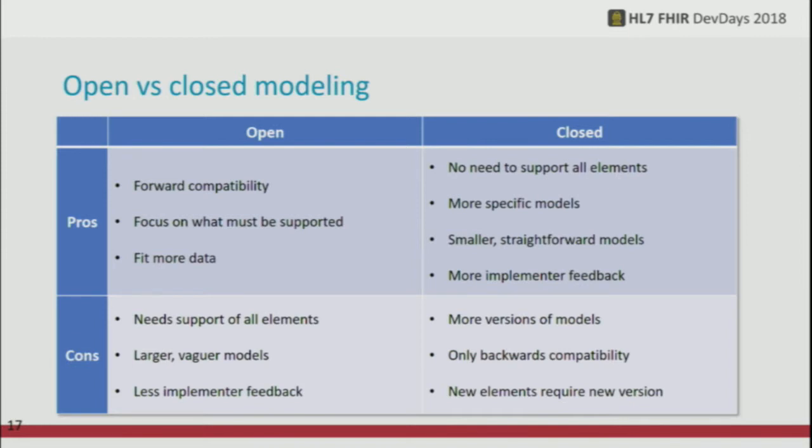And the way open modeling is actually really good is that you only specify things that are used on the national level and focus on everything that must be supported. For example, you can fit more data in. People can actually derive from your profile, so they're way more reusable.